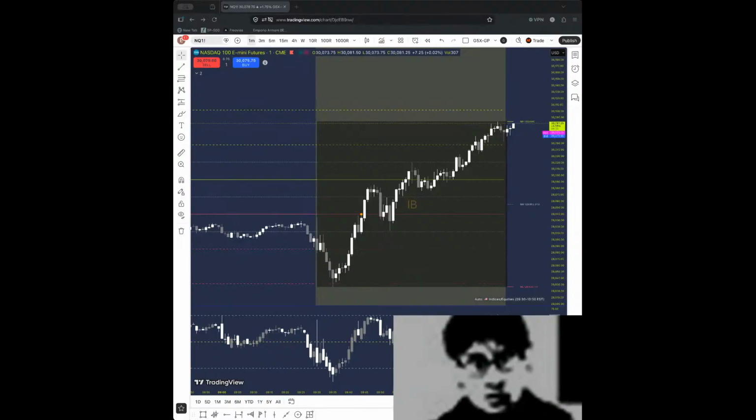Look at QQQ structure. When these little wicky red candles come, they swallow them up, swallow them up, swallow them up. Still seems like there's power up here at the top too. SPY looks like it wants to roll over. QQQ is still fighting for the top.